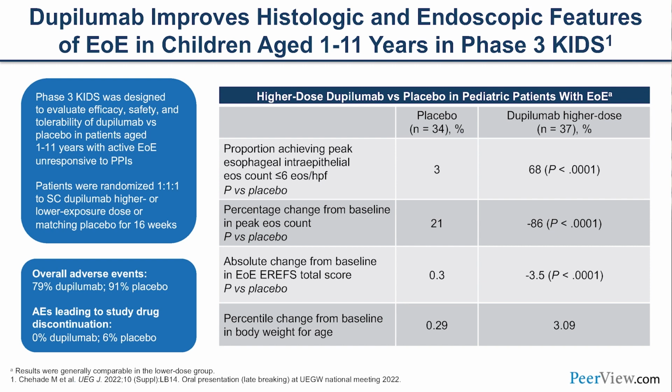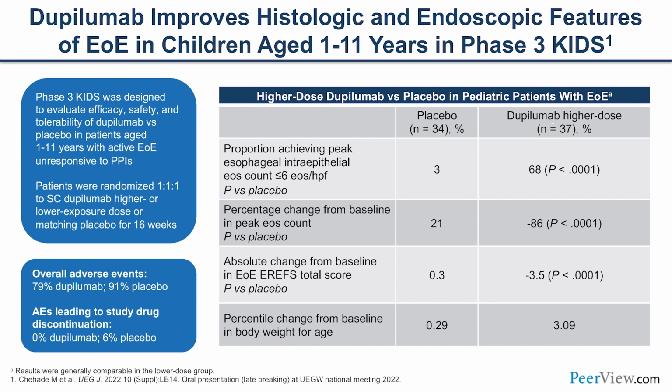And you can see that the results are here. Compared to placebo, where there was very little histologic response, 68% of the children receiving dupilumab had a histologic response and had a substantially larger decrease from baseline in their esophageal eosinophilic infiltrates, compared to actually an increase in those kids treated with placebo. In addition, the endoscopic severity, measured by the EREF score that we already talked about, decreased significantly in the children compared to essentially no change in placebo.